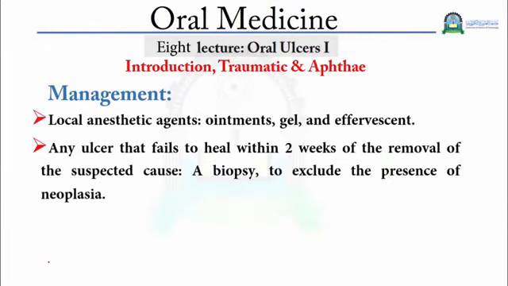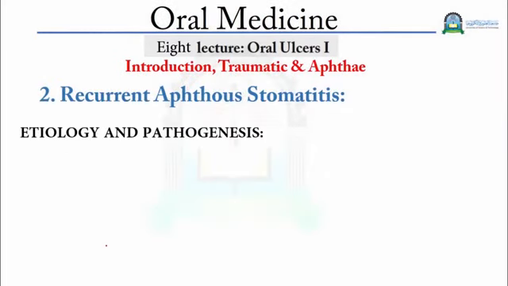Local anesthetic agents can also be used as an ointment, gel, or effervescent types. These local anesthetic agents reduce the pain which results from the ulcer. Any ulcer that fails to heal after 2 weeks should be biopsied to exclude the presence of any grade of neoplasia.